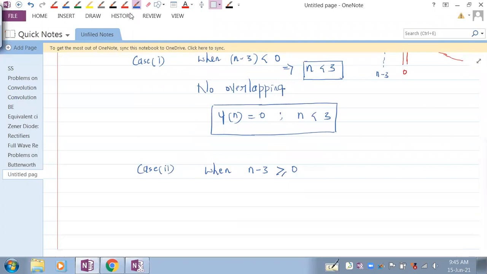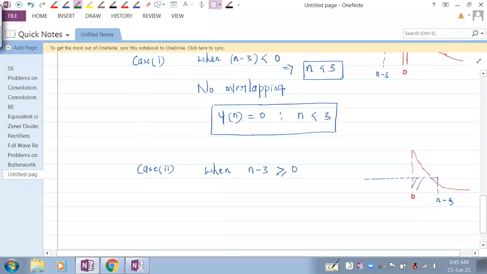So how to show that is in this way. See here, let's again take this and write this particular signal, just for your reference. Let's take this signal which is moving, and it is going somewhere here. I don't know where it goes and stops. I'm just saying when n minus 3 is equal to 0 or greater than 0. Where is the overlapping happening? Can you tell me the overlapping range? See here, the overlapping is happening from 0 to n minus 3.